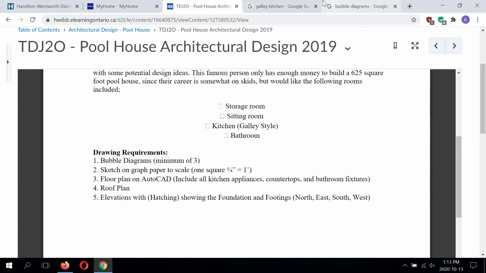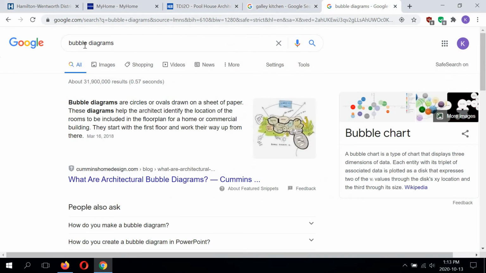bubble diagrams. Now, a bubble diagram, another Google search. Bubble diagrams are circles or ovals drawn on a sheet of paper. These diagrams help the architect identify the location of the rooms to be included in the floor plan for a home or commercial building. They start with the first floor and work their way up from there.